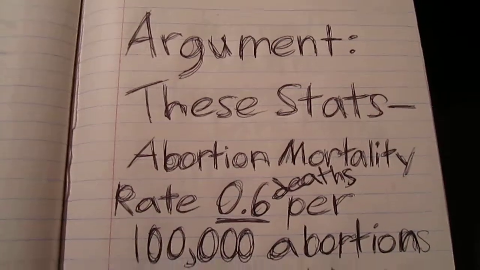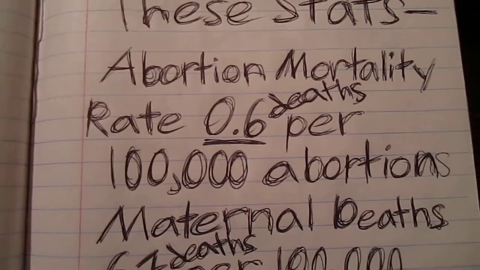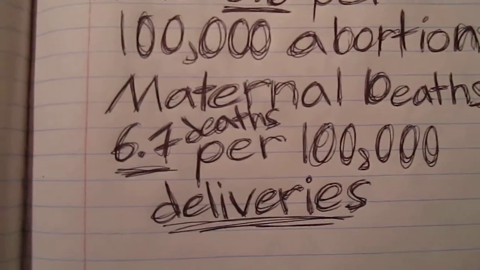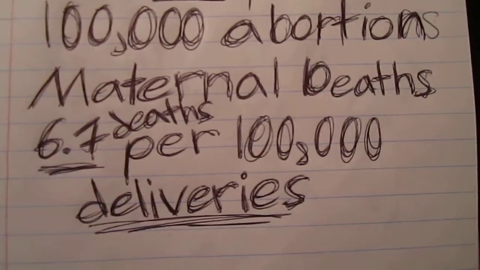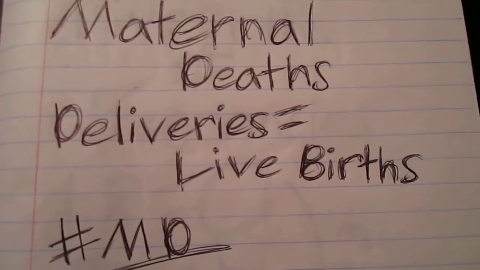And what you'll see in this argument are these stats, that the abortion mortality rate is 0.6 deaths per 100,000 abortions, and that the maternal deaths are 6.7 deaths per 100,000 deliveries. Now, deliveries is the key word. Deliveries are the same as live births.